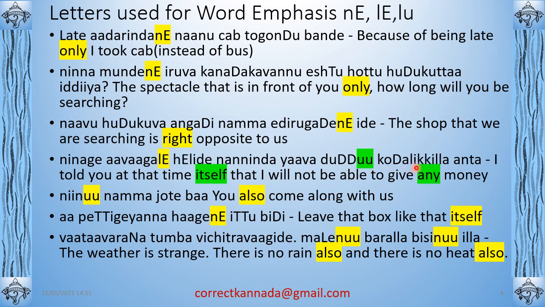Yava duddu kodalikkilla. Kodalikkilla means not able to give, right? Baralikkilla means not able to come, right? Hogalikkilla means not able to go. So this likkilla is like a suffix used for not being in a position to get something done, like that, right? Not in a position to do it. It is a bit more polite way of saying kodalikkilla. I'm not able to give. I'm not in a position to give, like that. That is where you will use this likkilla suffix. Kodalikkilla, baralikkilla, hogalikkilla, like that.